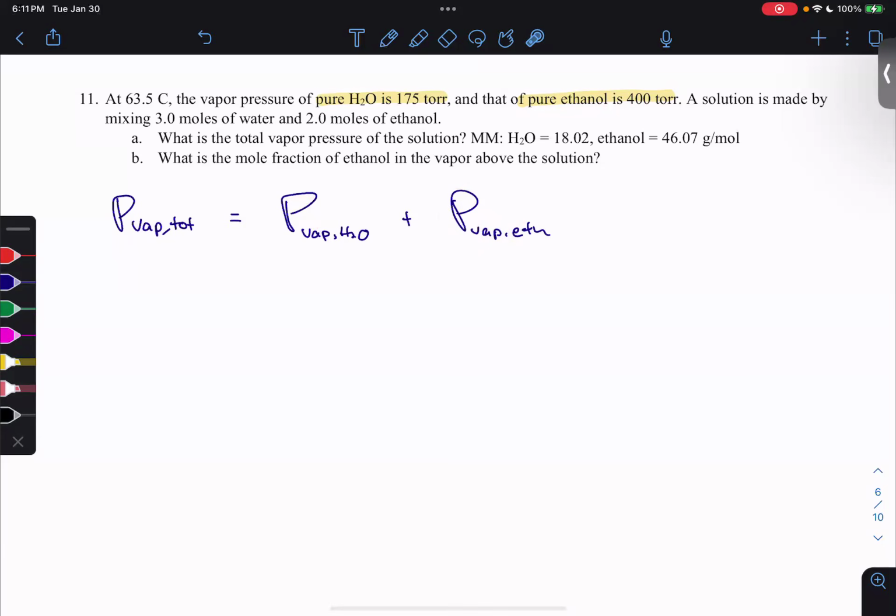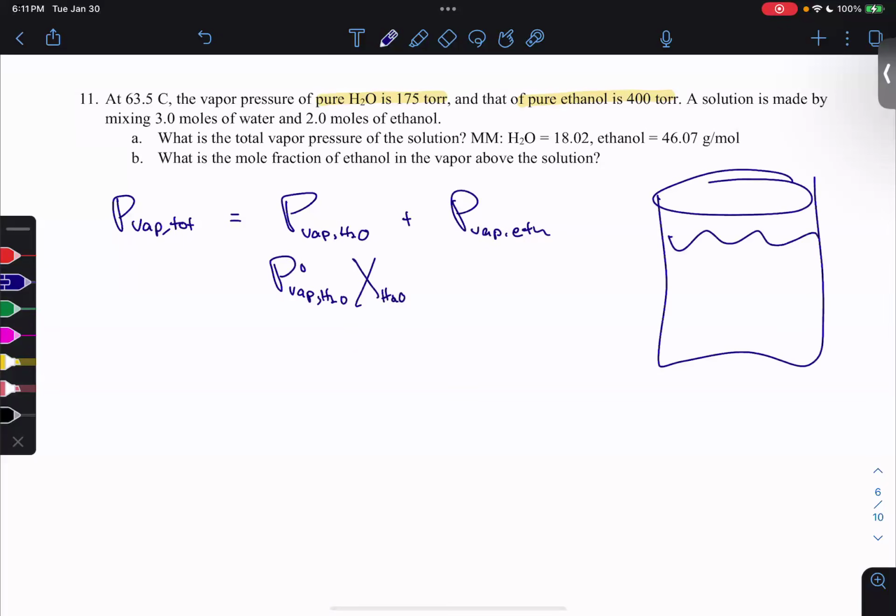In order to calculate the contributions of each of those components, we take the vapor pressure of each component in the pure form, and we multiply it by the mole fraction of that component that's actually in this mixture. So let me just draw this picture. We have 3 moles of water in this mixture and 2 moles of ethanol. I tried to make the numbers really easy. This isn't a pure sample of water, and it's not a pure sample of ethanol, it's a mixture. Both of them are contributing their own vapor pressures.